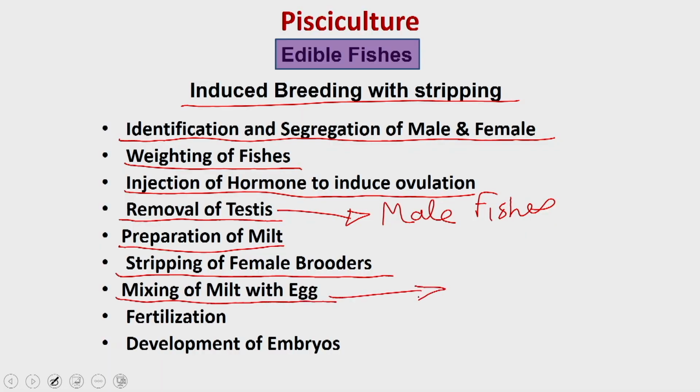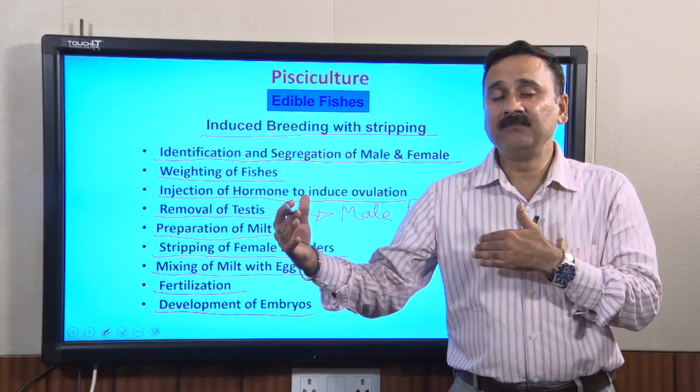So, what will happen? It is going to go for the fertilization, and once the fertilization is over, it is going to give you the fertilized eggs, and these fertilized eggs are going to develop into the embryos, and these embryos are going to give you the hatchlings, and these hatchlings are eventually going to develop into the fishes.